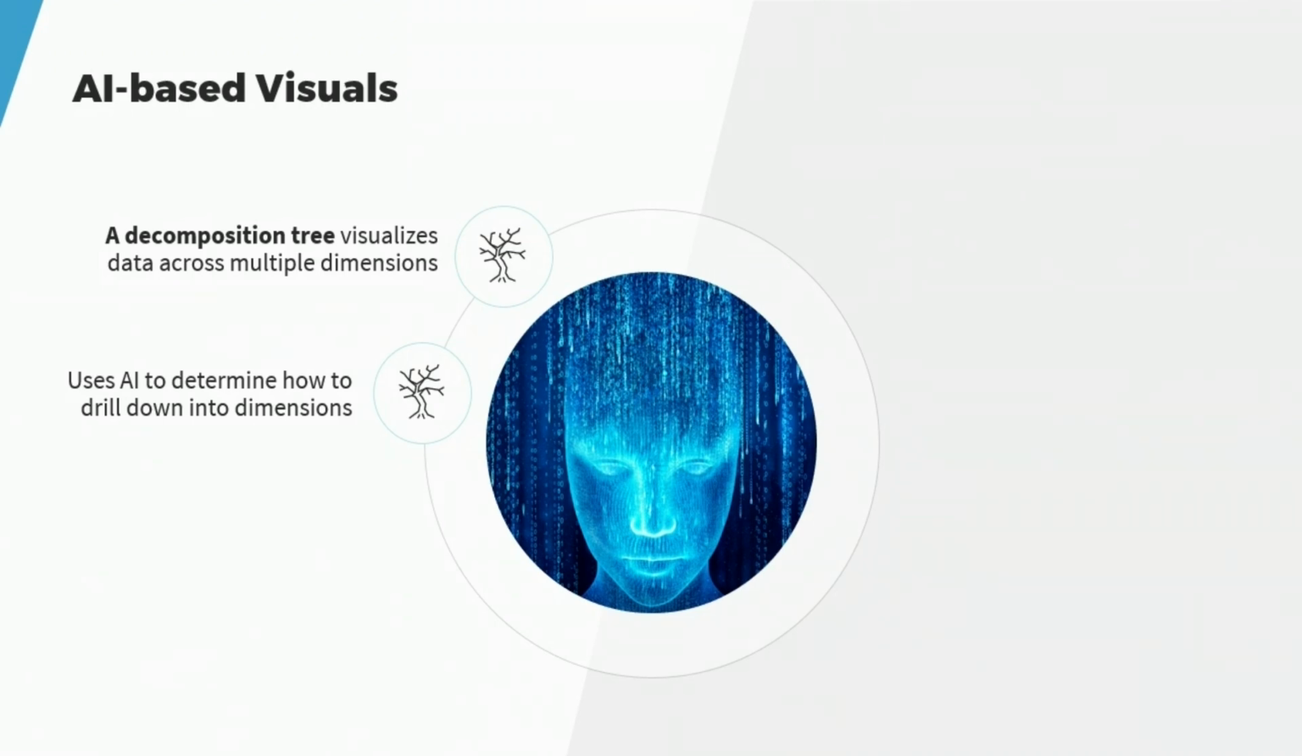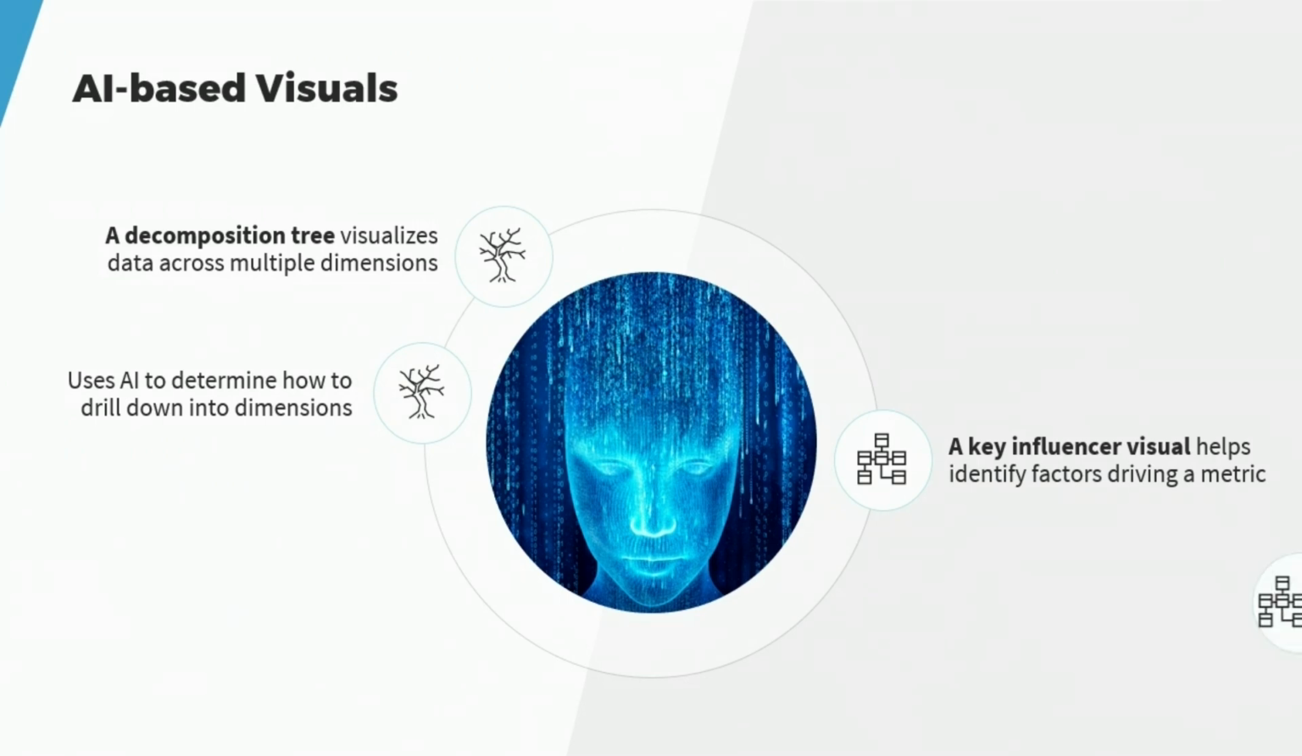Another AI powered visual that we'll work with is the key influencer visual that helps you identify what factors drive a metric. Let's say you have the records of all the home price sales in a certain area. Key influencer visuals will allow you to see what factors influence the price of homes in the positive or negative direction. Key influencer visuals use AI to compute factors and the relative importance of factors driving a particular metric.